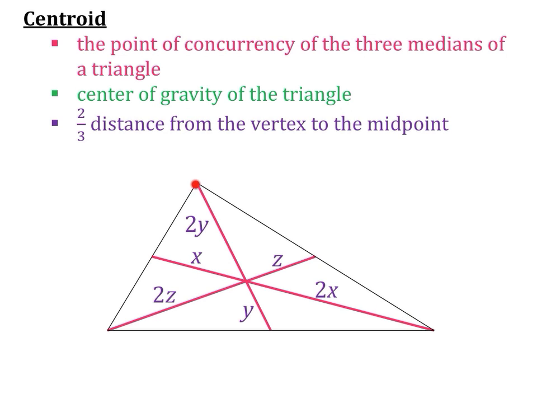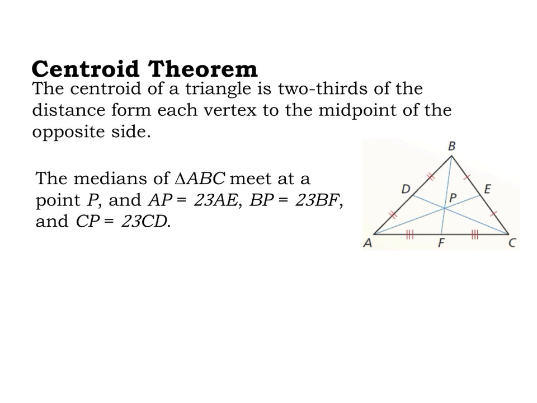And that's true for all medians. We have different letters because we have different medians. But it's 2 parts plus 1 part, which is a total of 3 parts. So that leads us to the centroid theorem. The centroid of a triangle is 2/3 of the distance from each vertex to the midpoint of the opposite side.